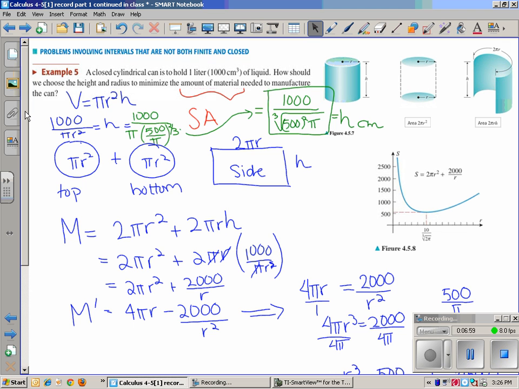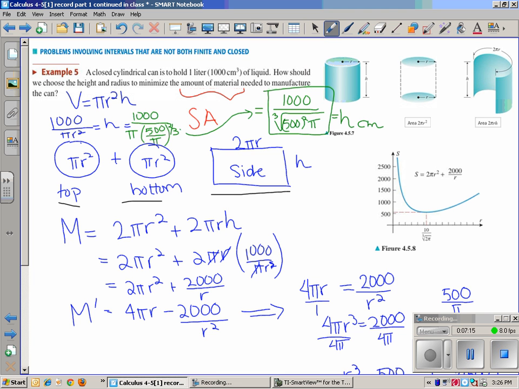So first things first, they gave you the picture on the side. Again, you will be generating these pictures on your own. The examples in the book actually have the diagrams. So when we're looking at surface area, you want to make sure you have the top and the bottom, and then you have the side.